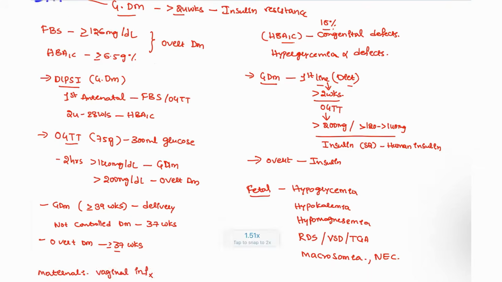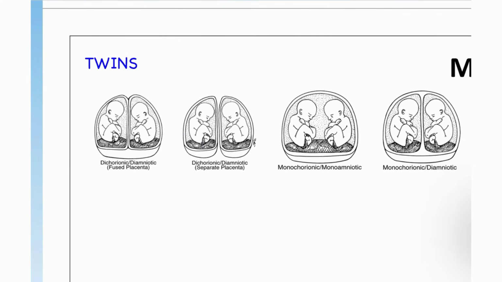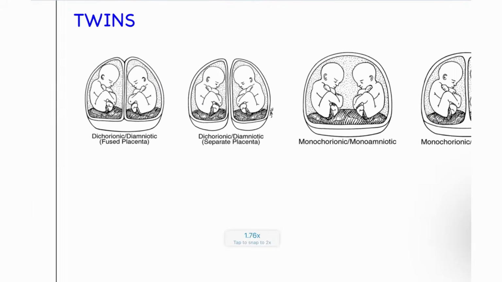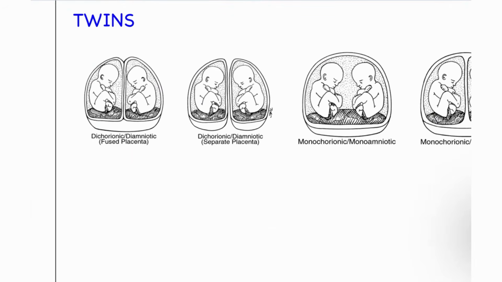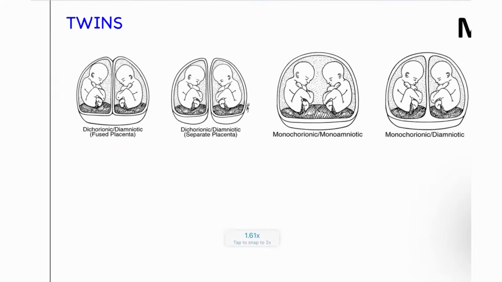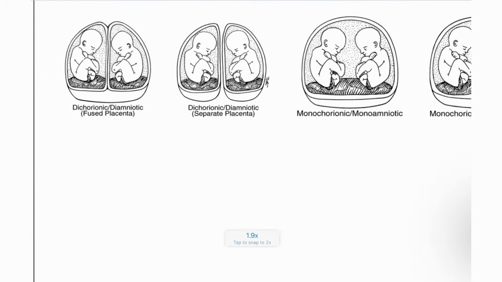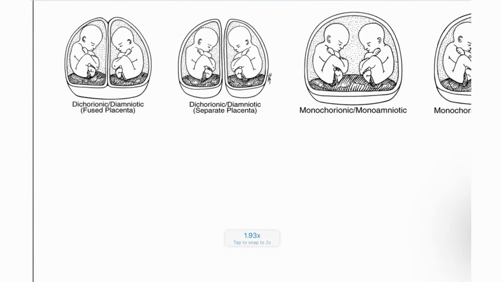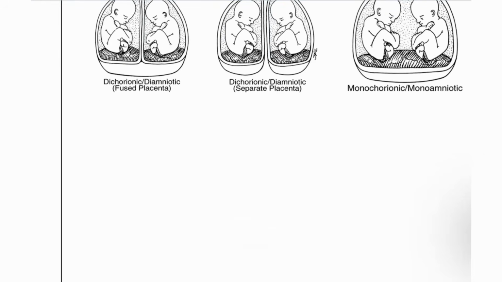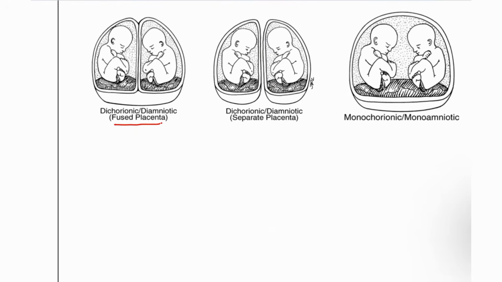So the next topic we will be discussing is twins, guys. Here you can see, based on the placenta and the amniotic separation, we can understand what type of twins we are seeing. First, let's discuss the dichorionic and diamniotic. Here there is a fused placenta. The placenta is fused for them. This is dichorionic and diamniotic.